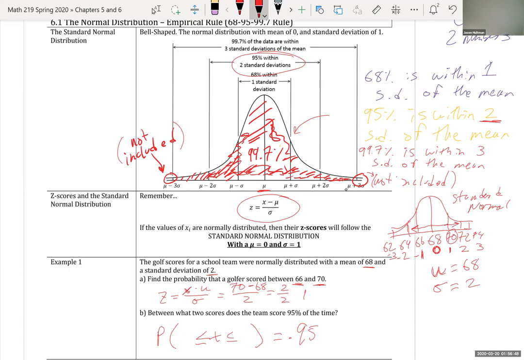So how does that work? Within 2 standard deviations, we go down from the mean to 64 and up from 68 to 72. And so we would say that between 64 and 72, we're going to get 95% of our scores.